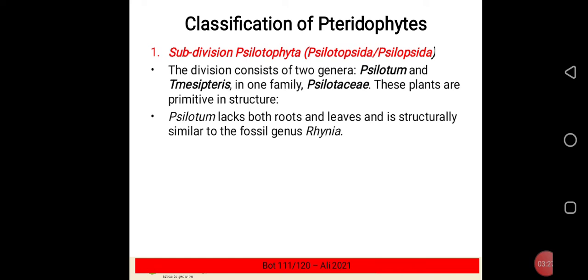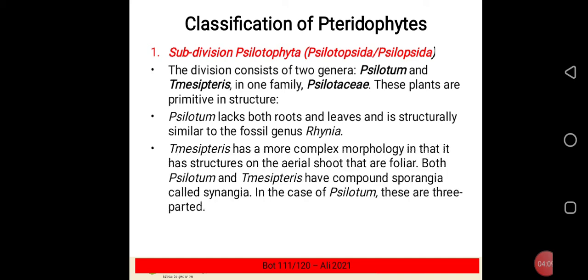Psilotum and Tmesipteris have similarities and they have differences. Now, Psilotum lacks both roots and leaves. Therefore, instead of having roots, they have structures we call rhizoids. According to what you learned in high school, rhizoids are used for obtaining nutrients and mineral salts. Therefore, Psilotum lacks both roots and leaves, but is structurally similar to the fossil genus Rhynia. Rhynia is a fossil genus similar to Psilotum. Now, what about Tmesipteris? Tmesipteris has a more complex morphology in that it has aerial shoots that are foliar. We have seen that Psilotum has no roots nor leaves, but Tmesipteris has a more complex morphology with aerial shoots that are foliar.